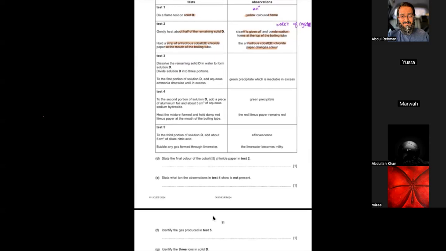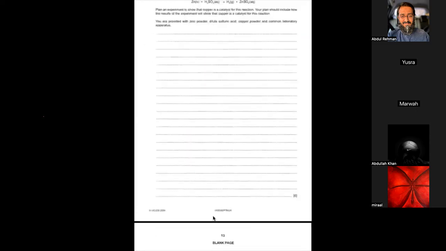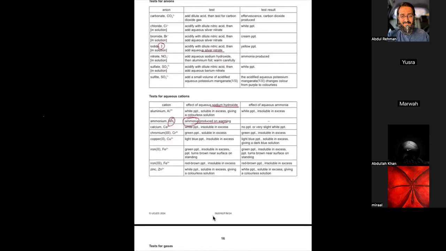Next, dissolve the remaining solid D in water to form solution D. Divide solution D into three portions. To the first portion of solution D, add aqueous ammonia, a few drops until in excess: green precipitate, which is insoluble in excess. So if green precipitates are formed and are insoluble in excess, it has two chances: either it's Fe2+ or it's chromium 3+. You can check it from here. See, aqueous ammonia, chromium 3+, Fe2+: green precipitate insoluble in excess, right?